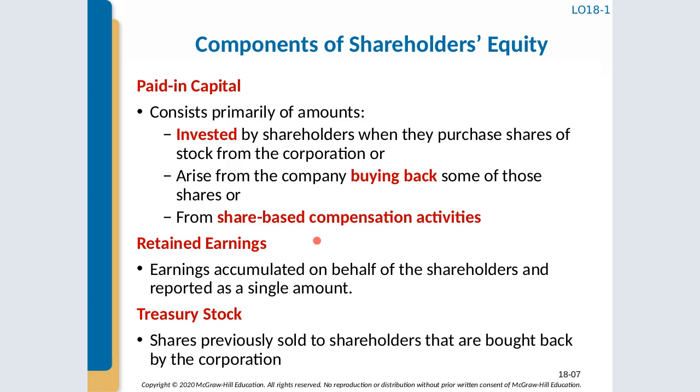Retained earnings are earnings accumulated on behalf of the shareholder. So you're pretty much very familiar with retained earnings. These are cumulative earnings and losses. We also know that retained earnings is also decreased by dividends, right? We also have treasury stock. New, I guess, is treasury stock, which means that the corporation purchases its own shares.